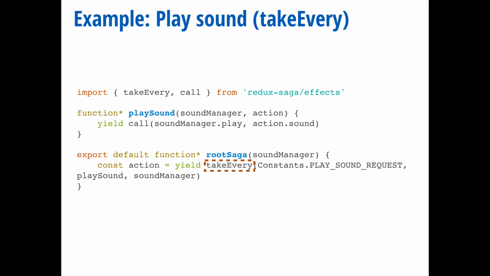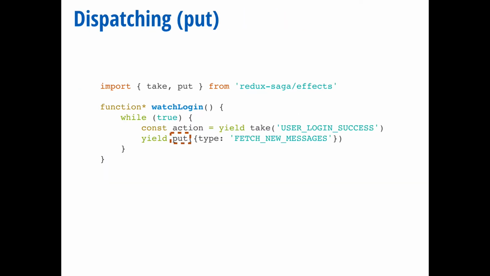So we can observe every time, and it's nicer. It's a helper. So you can say, okay, react to this action, and then I call play sound with this parameter, and the action that has been observed, because it's integrated totally with Redux. Then now we have call, take every, and we can also put actions, dispatch actions.